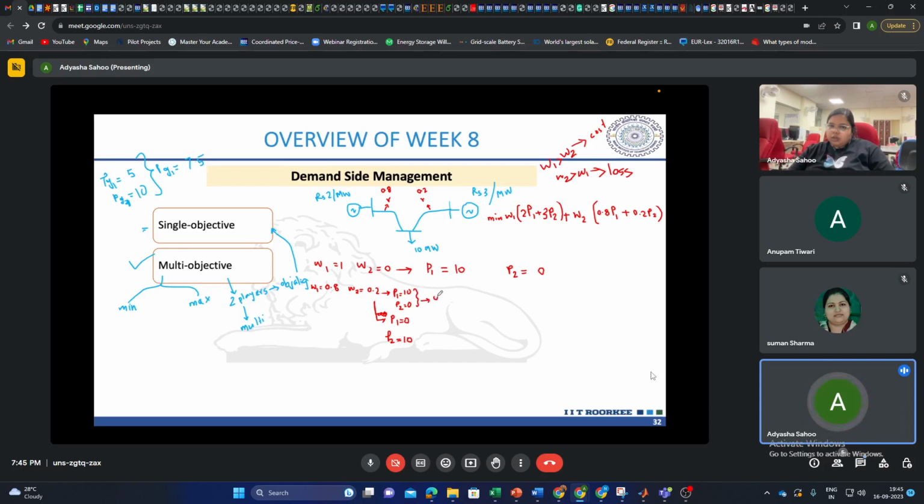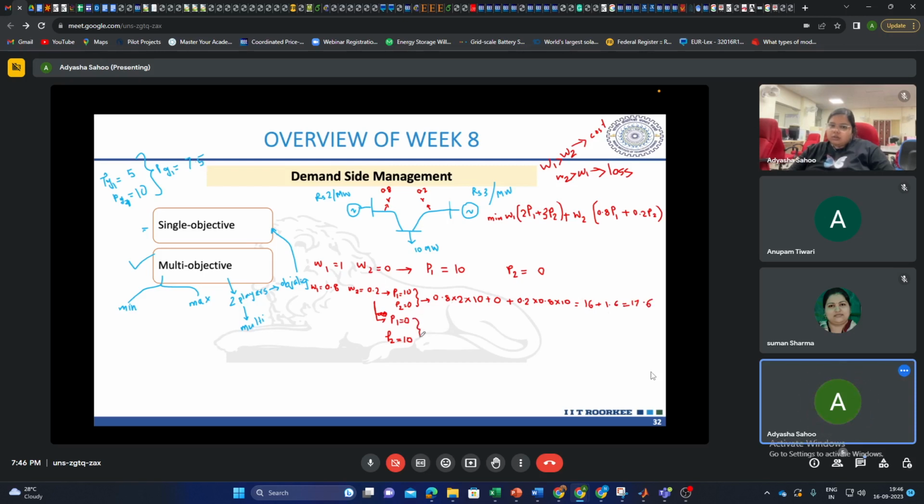It will be 0.8 into 2 into 10 plus this is 0 because P2 is 0, plus W2 times, W2 is 0.2, 2 times 0.8 into 10, and again P2 is 0. So what will this give me? So basically this will be 2 into 8, 16, plus 8 into 0.2, 1.6. This will be 17.6.